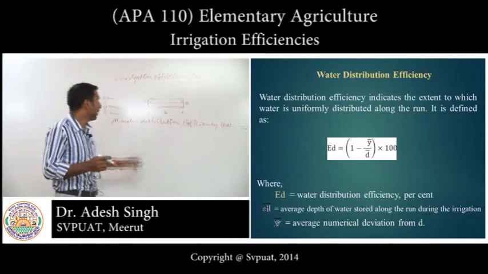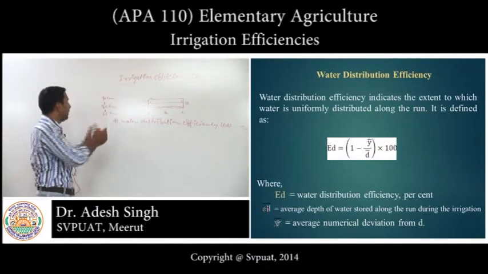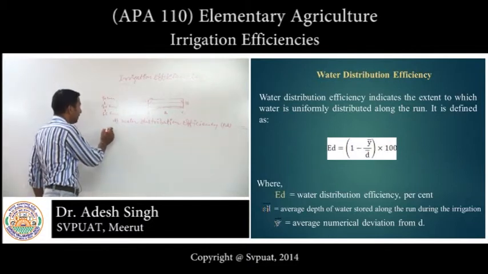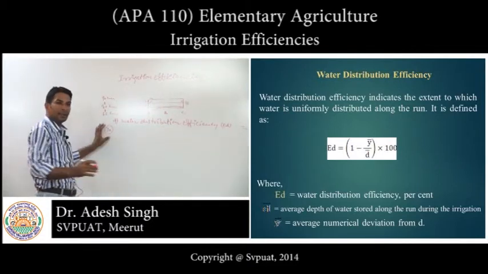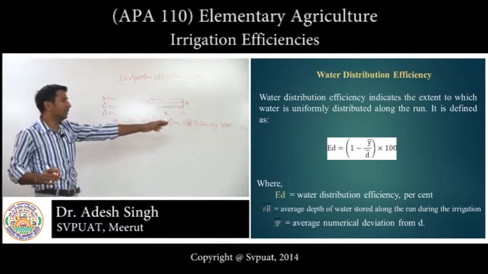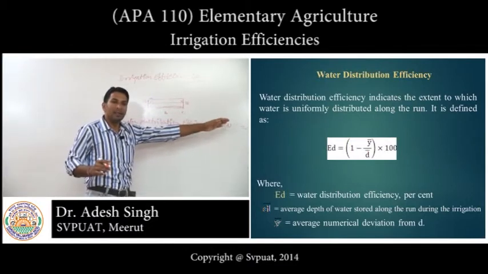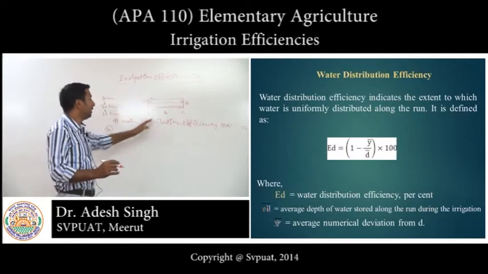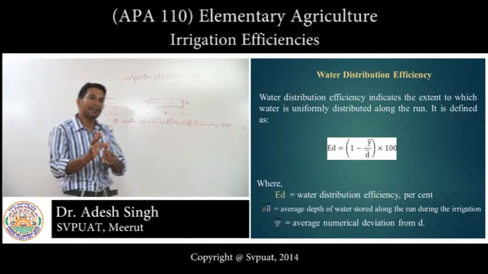Then what is the Y bar? Y bar means, if D bar is, say, 70 or whatever it may be, what is the deviation of each value from D bar. So Y bar is the deviation without considering the sign.